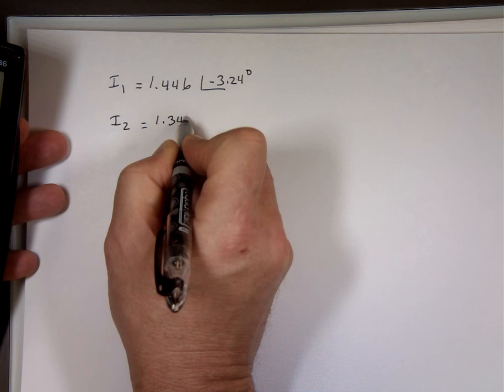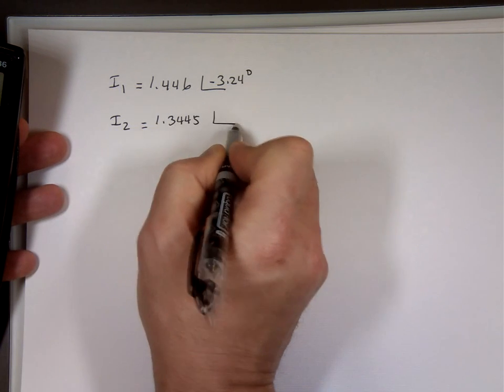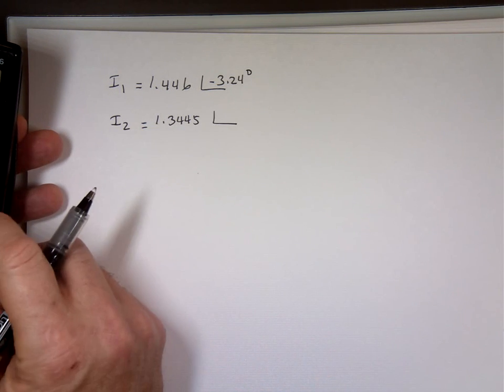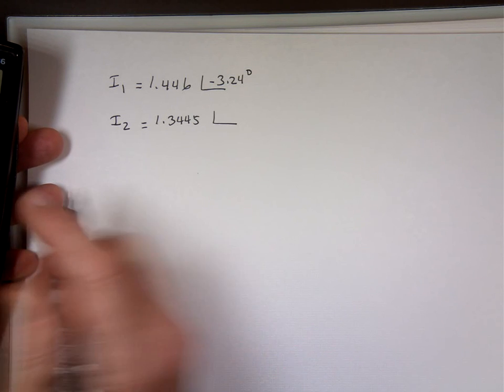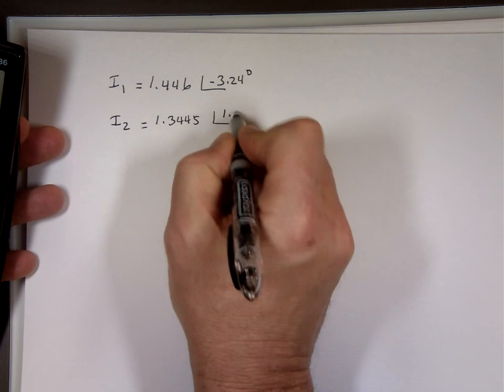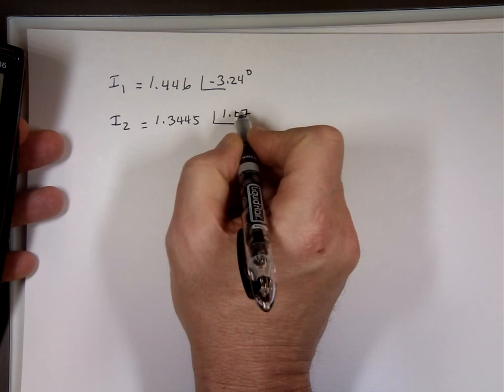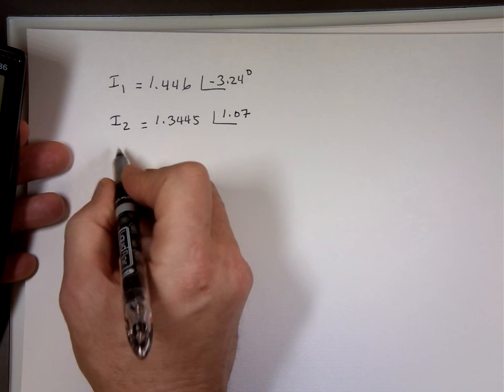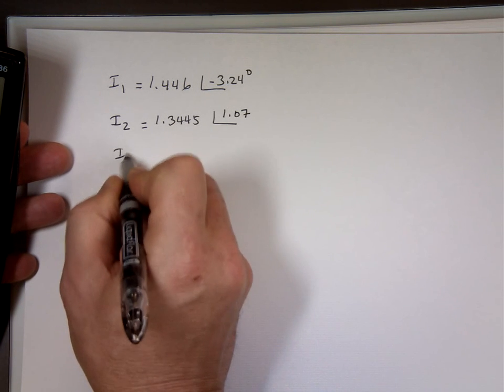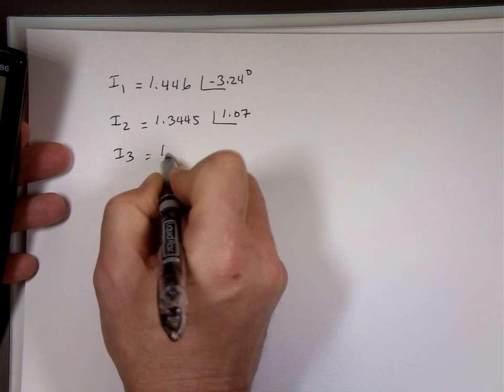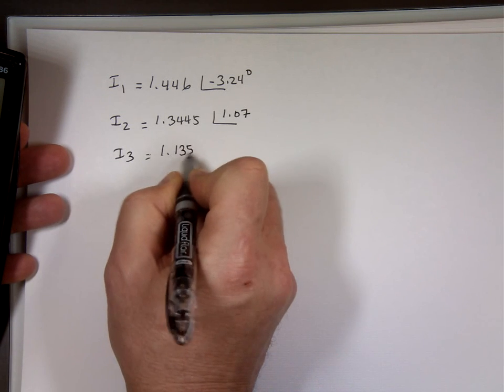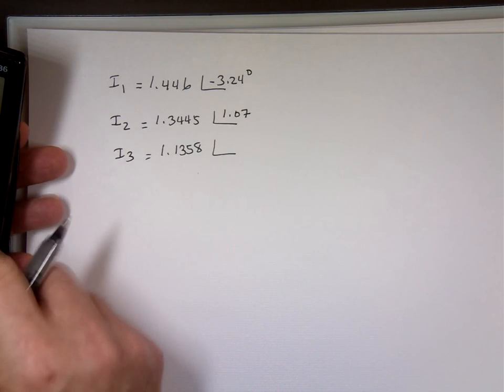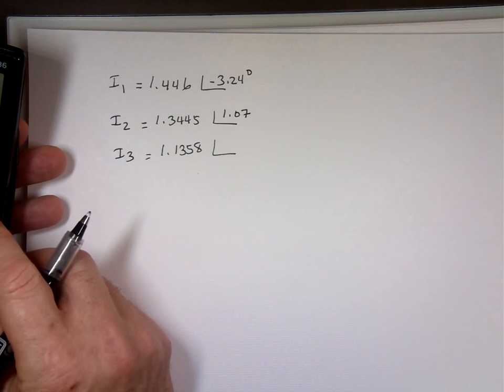I sub 2 is equal to 1.3445. The angle is 1.07. And I sub 3, 1.1358, angle 12.16.